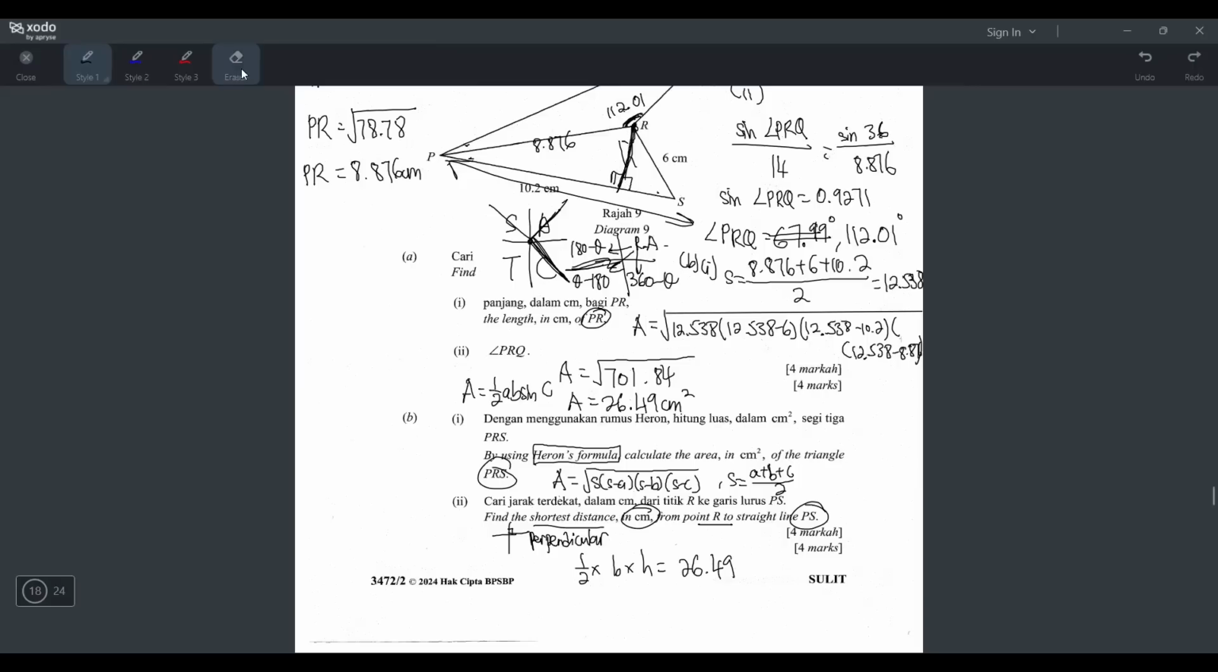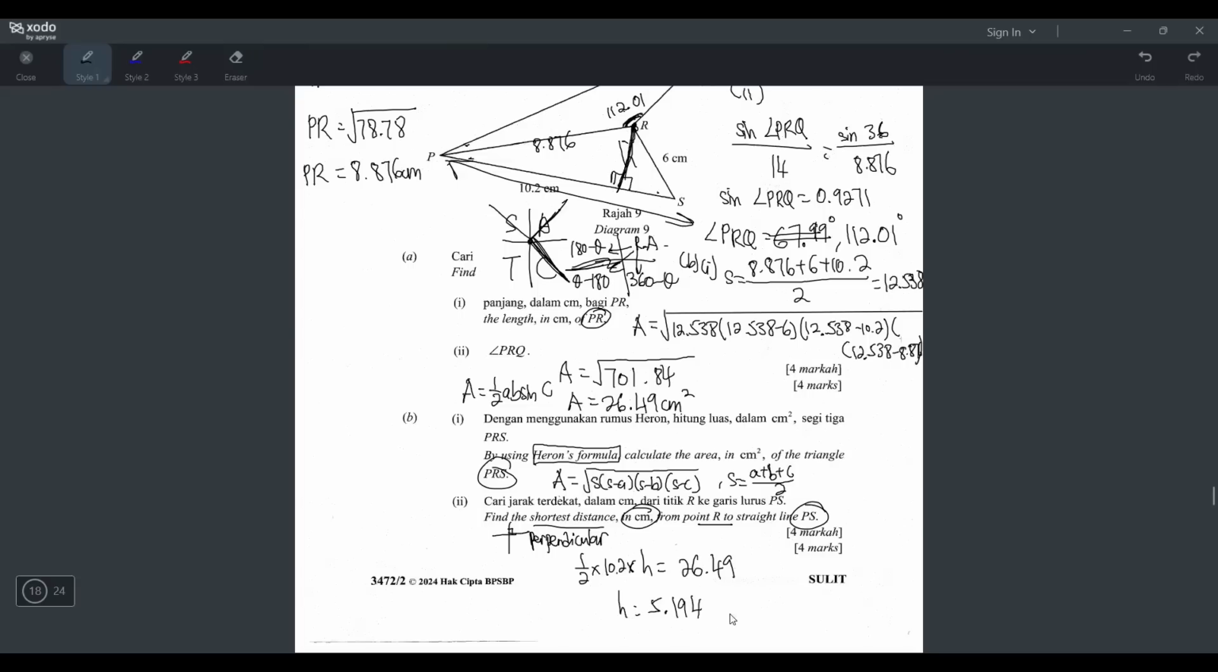So it will be 1/2 times 10.2 times h. And the h is the one I want to find, this distance here. And then now you can just find your h. Just press this. So 26.49 divide 10.2 times 2. Okay, I got 5.194. So write cm. So this is the answer.